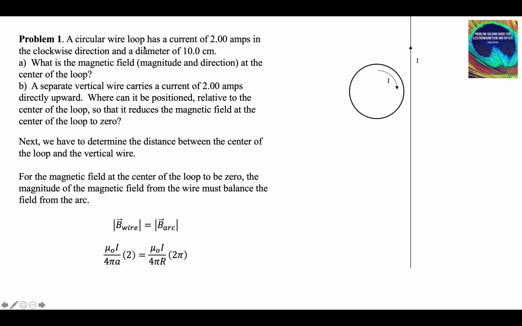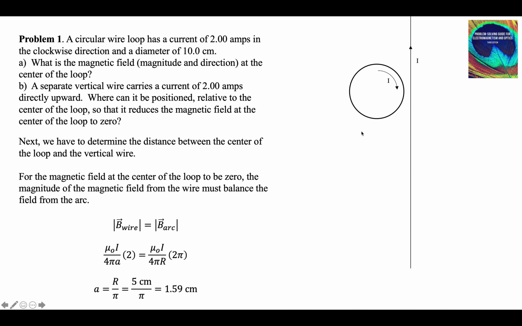But here it says in the statement of the problem, the loop current is 2 amps and the wire current is 2 amps, so those I's cancel. The only thing that we're left with is the a, the 2 pi, and the R. So a is R over pi, 5 centimeters over pi, which is 1.59 centimeters.